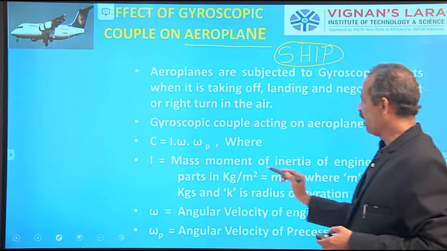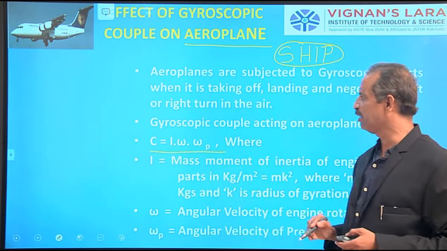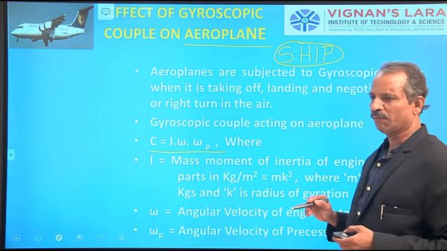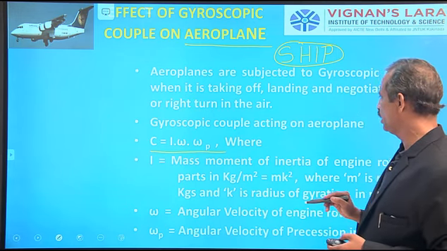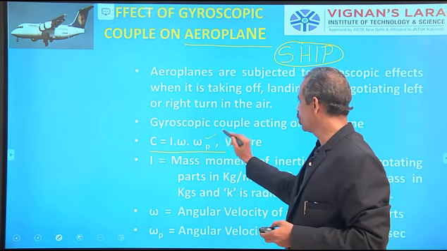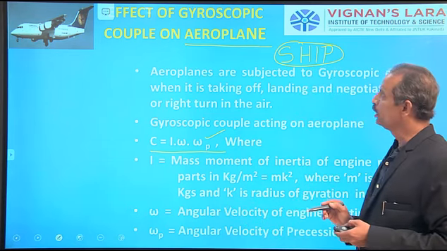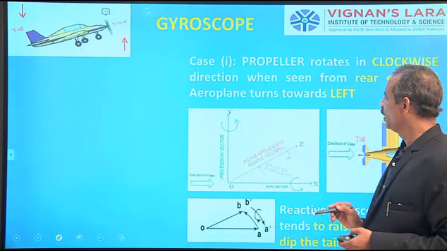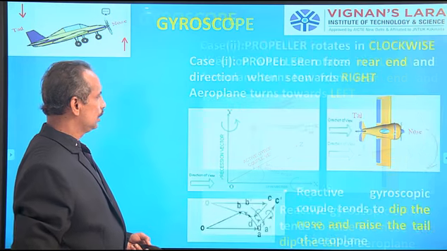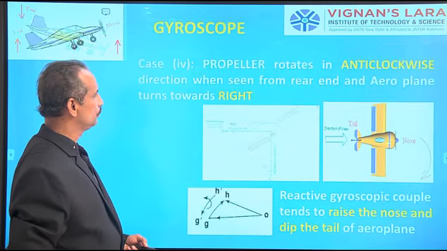Only ship. The magnitude of the gyroscopic couple is the same in both cases, that is I omega p, where I is the mass moment of inertia of the rotating parts of the engine, omega is the angular velocity, and omega p is the precessional velocity, isn't it? This is the same for both ship as well as aeroplane. These are the 4 cases we discussed yesterday: case 1, case 2, case 3, case 4.